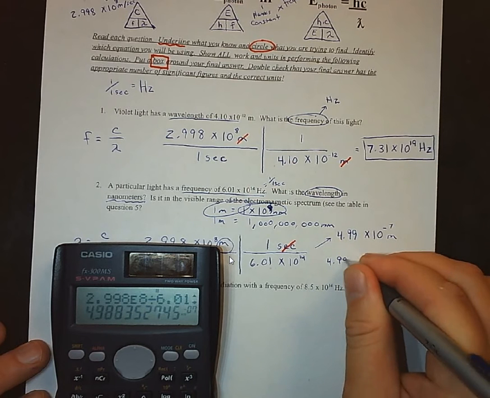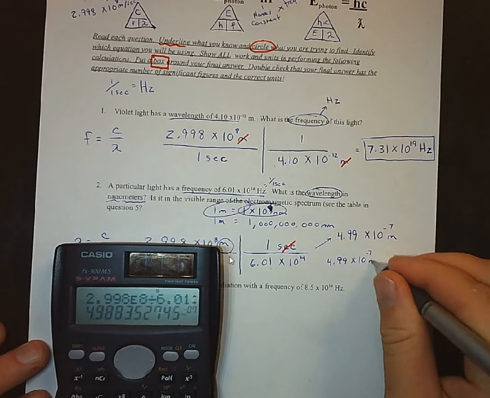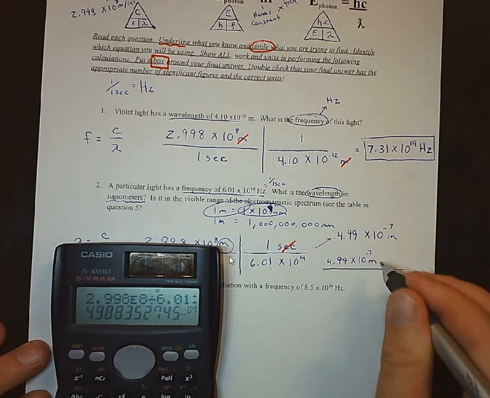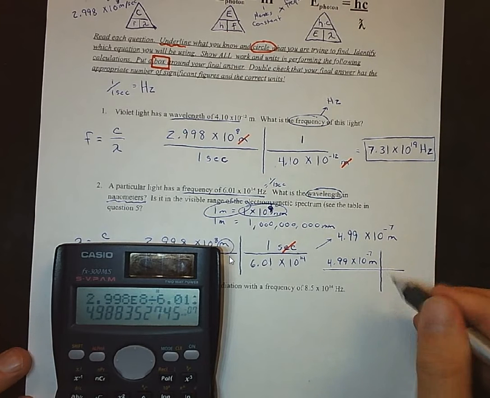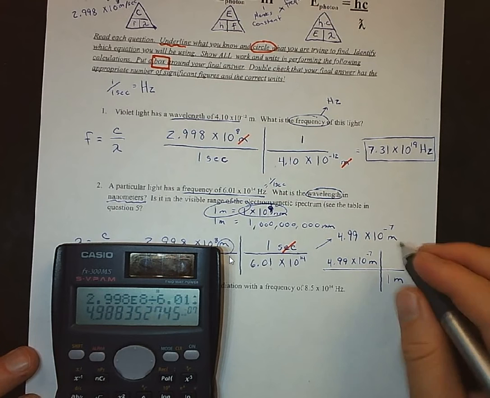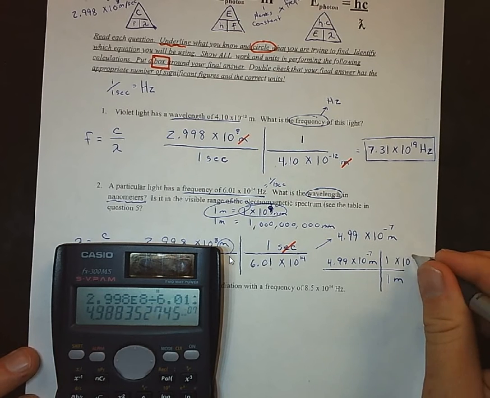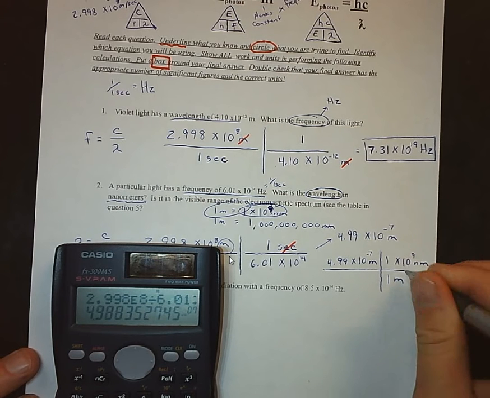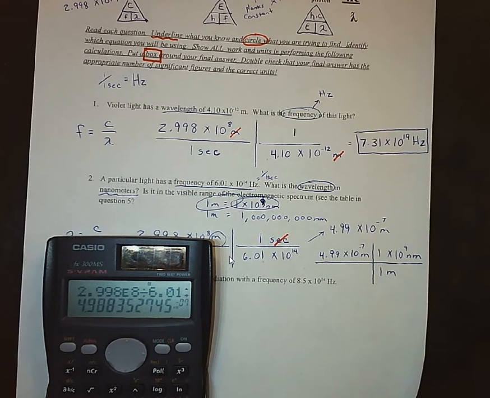4.99 times 10 to the negative 7th meters. Draw our box. We want meters to cancel out, so here's where we use our unit. We know that 1 meter is the same as 1 times 10 to the 9th nanometers. Okay? So looking here, meters will cancel out.